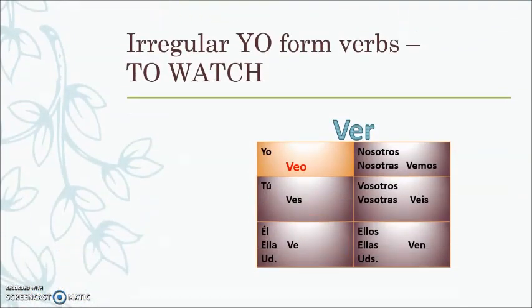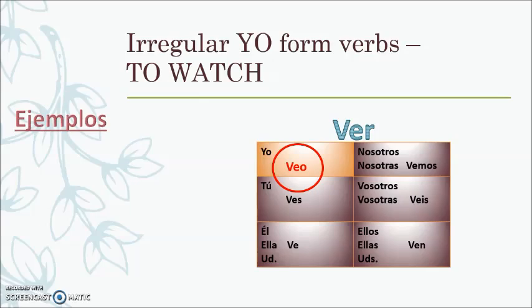Right, our next irregular verb is actually only an irregular yo form verb, which is ver, which means to watch, like to watch a movie or to watch the TV. So ver la película, ver la tele is how we've learned this. And it's only irregular in the yo form.